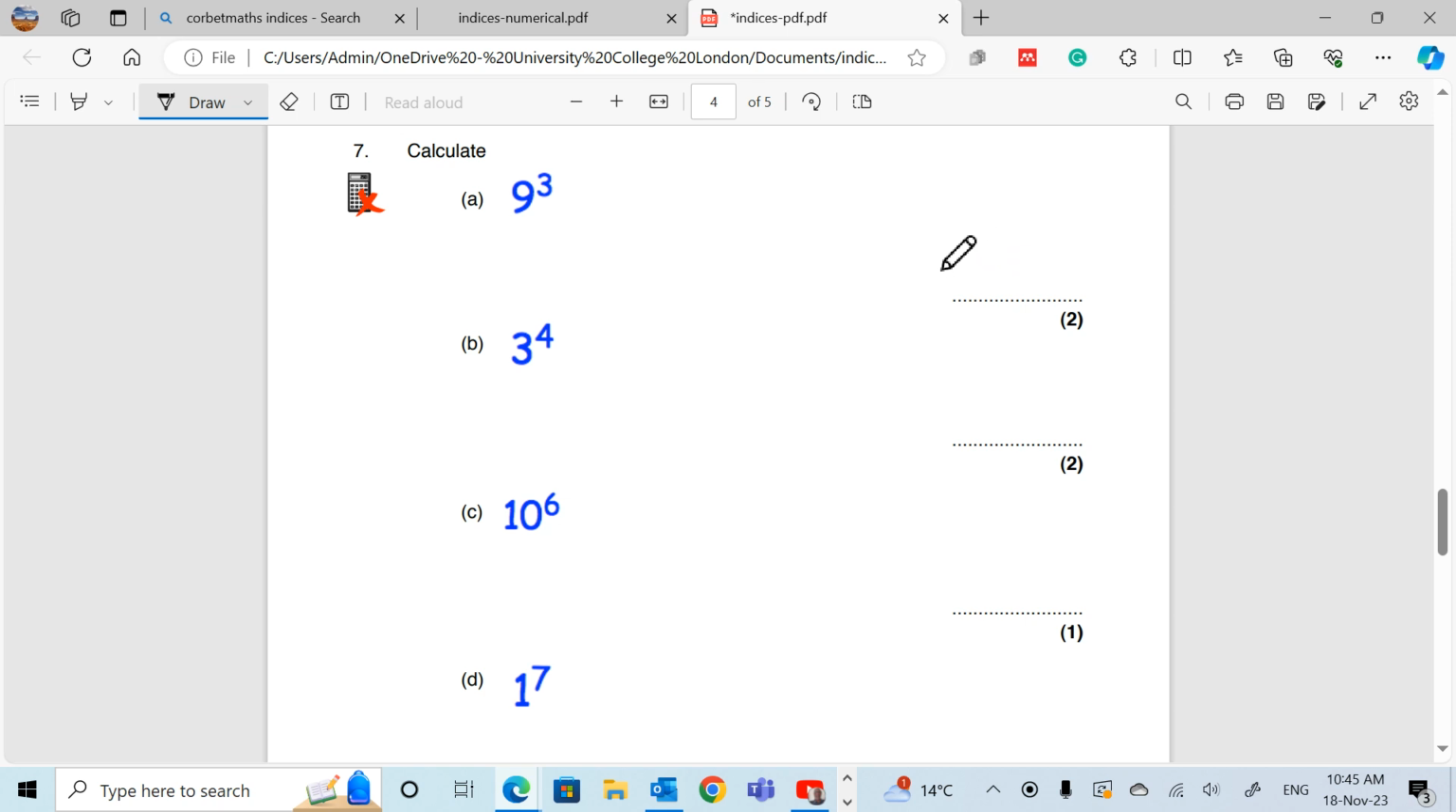So 9 cubed, again, is 9 multiplied by itself 3 times. Unless you know 9 times 9 is 81, you will have to do 81 times 9. 1 times 9 is 9, and 8 times 9 is 72, and that will be your answer. So 729.